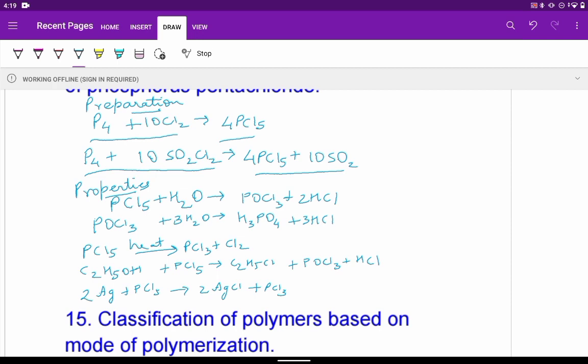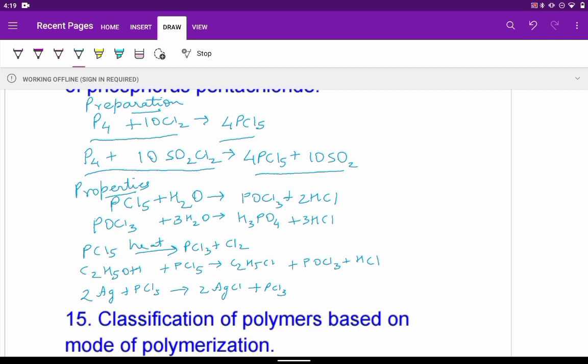PCl5, phosphorus pentachloride, is a yellowish white powder, and in moist air it will hydrolyze into POCl3, and finally it gets converted into phosphoric acid. These two equations: PCl5 plus H2O gives POCl3 and HCl. This POCl3 continues to react with water, 3H2O molecules, to give H3PO4, and 3 HCl molecules will be produced.